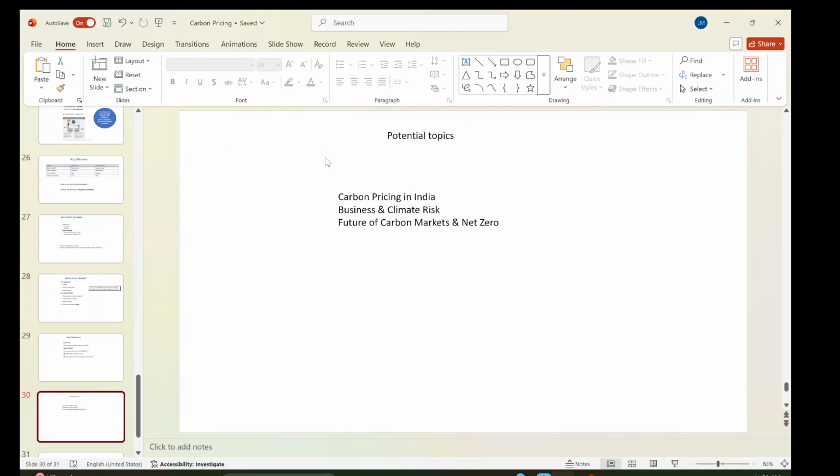That's it for today. The topics in future will be carbon pricing in India, business and climate risk, and the future of carbon market and net zero. That's it. Thank you.